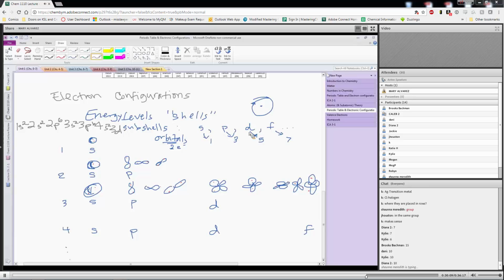Yes. So I've got 5 orbitals, they can each hold 2, so 3d10, and so on and so forth. That's the order that they fill.